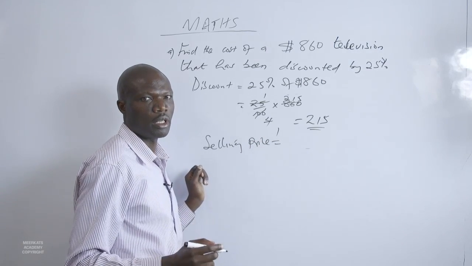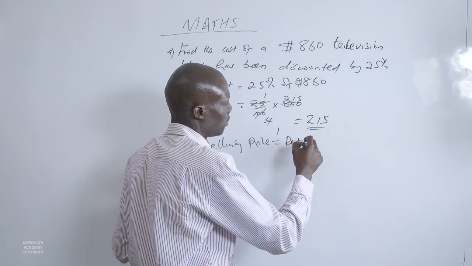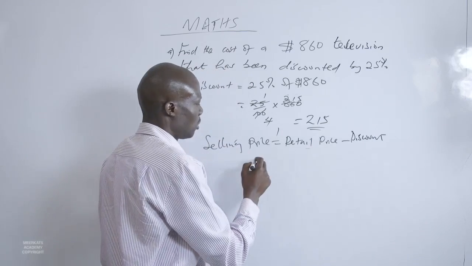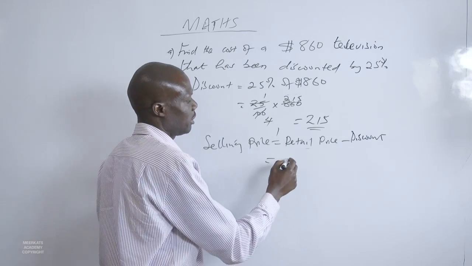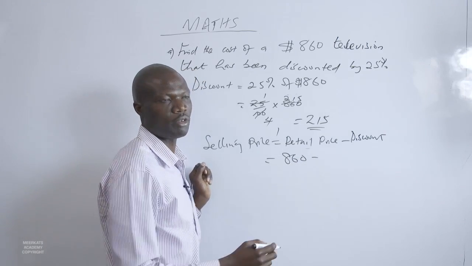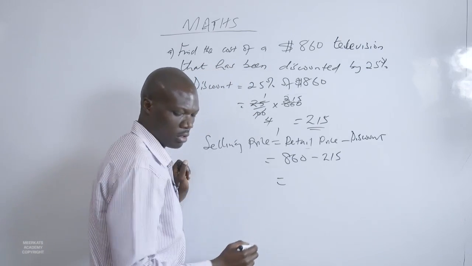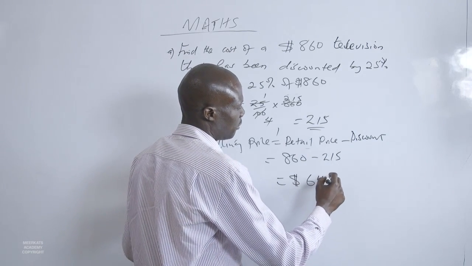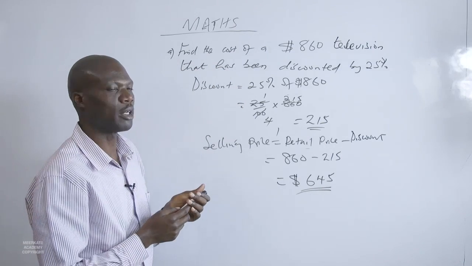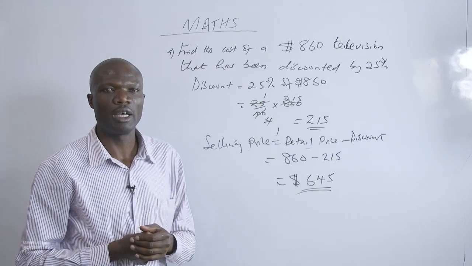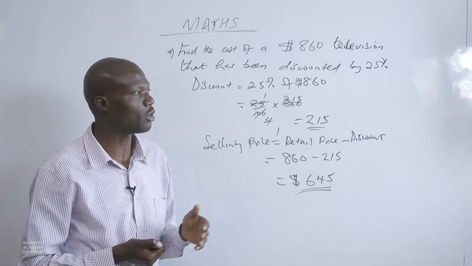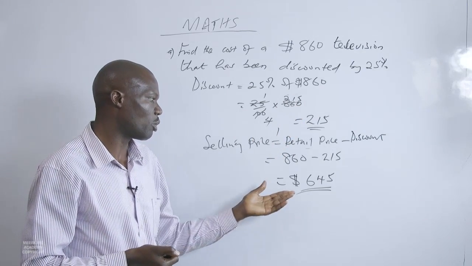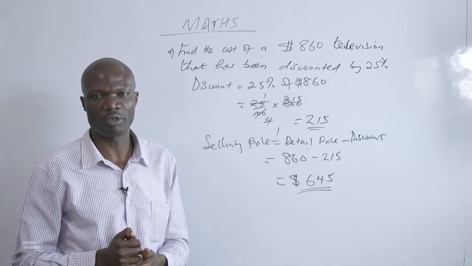So we say the selling price is equal to the retail price less the discount, which will give us $860 less $215. When you subtract that, you will get $645. So the cost of purchasing a television which is marked at 860 as its cost price or the retail price, having been given 25% discount, you'll walk with it upon payment of only $645.